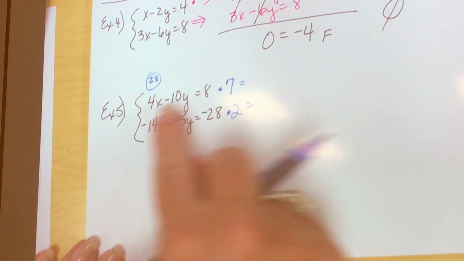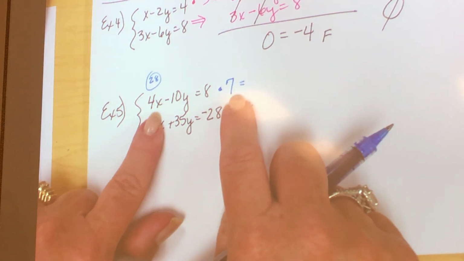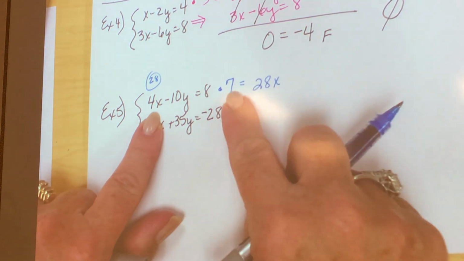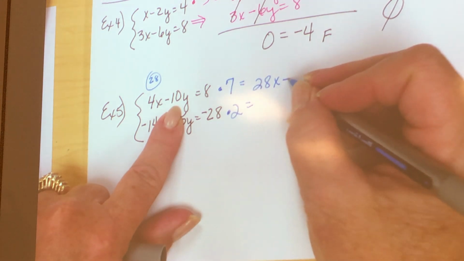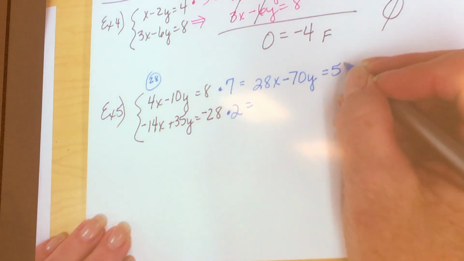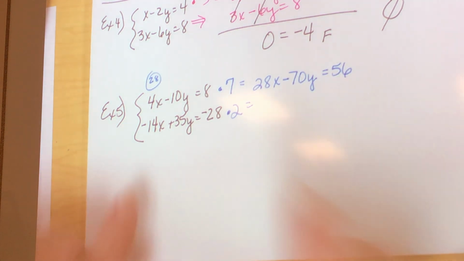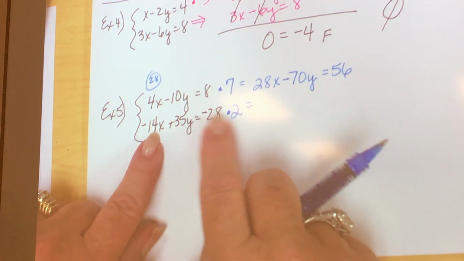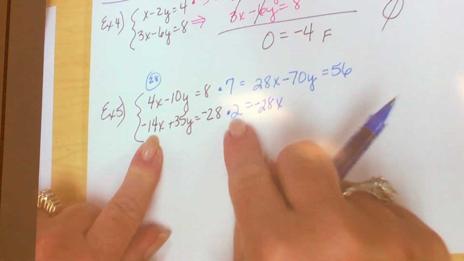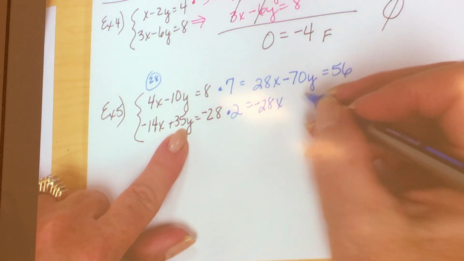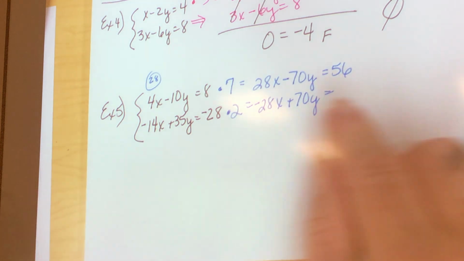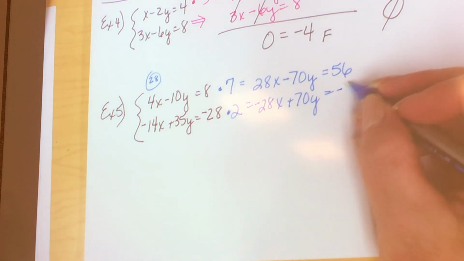Okay? So now I'm going to go across and multiply. Remember, everybody gets multiplied by. 7 times 4x, 28x. 7 times -10y, -70y. 7 times 8, 56. Now I'm going to multiply everything by 2 down here. 2 times -14 is -28x. 2 times 35y is 70y. And 2 times -28 is -56.